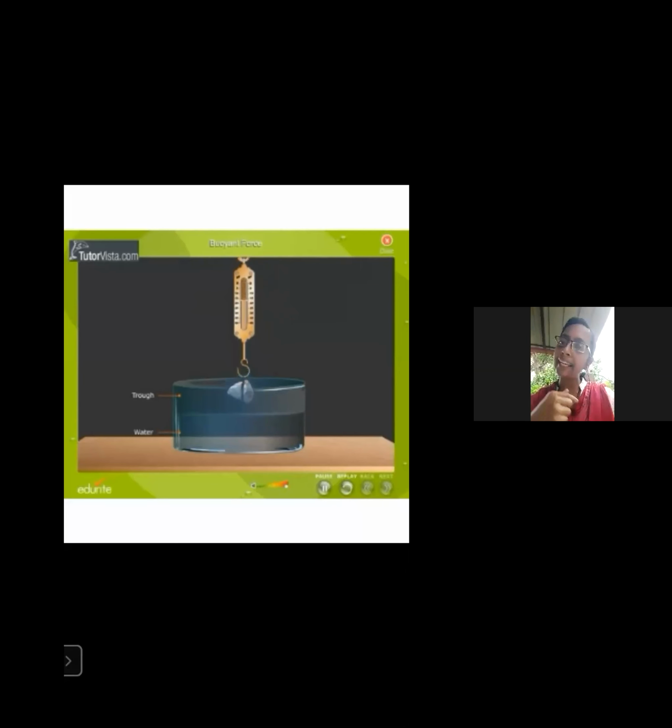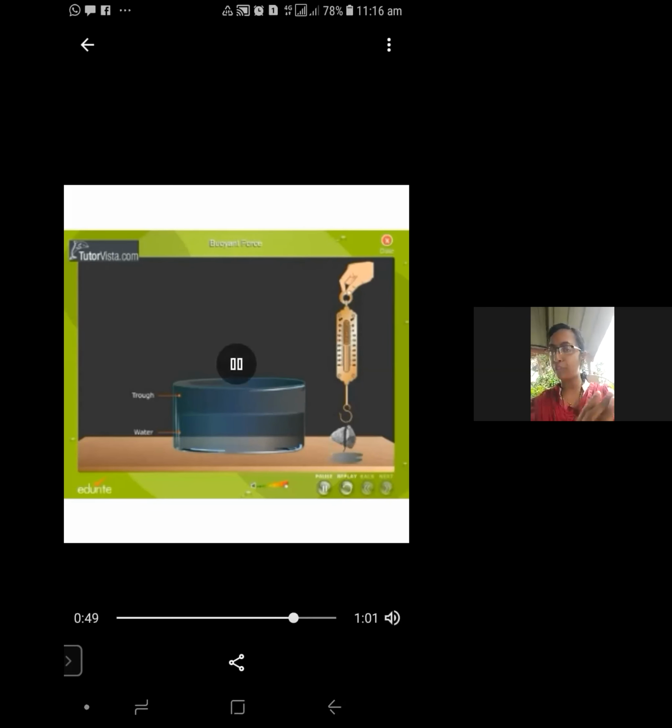Now we again pick up the spring balance and keep it in the initial position. It is coming to the initial position. The stone is placed away from the water. Now it is seen that it is 20 gram. Look at that, 20 gram. That is the initial weight. So here we have discussed the weight difference, isn't it?